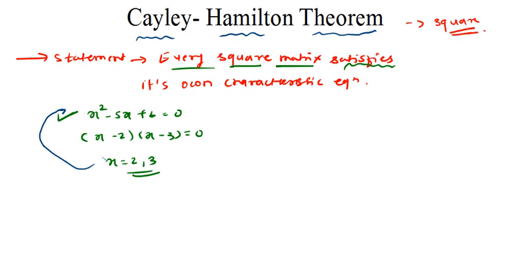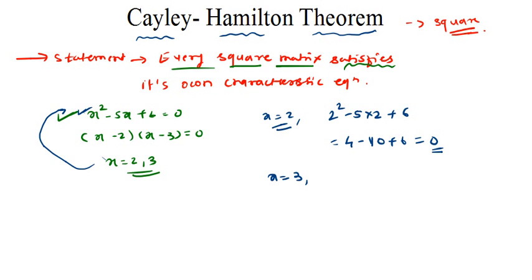Okay, now see how it will satisfy. If I put x is equal to 2 in this given equation, see what will happen. This will be 2 square minus 5 into 2 plus 6, which is 4 minus 10 plus 6, which is equal to 0. So x equal to 2 is satisfying this equation. Similarly x equal to 3 will also satisfy. Put x is equal to 3, this will be 9 minus 5 into 3 plus 6, which is 9 minus 15 plus 6, which is equal to 0. This means x equal to 3 and x equal to 2 are satisfying this equation.